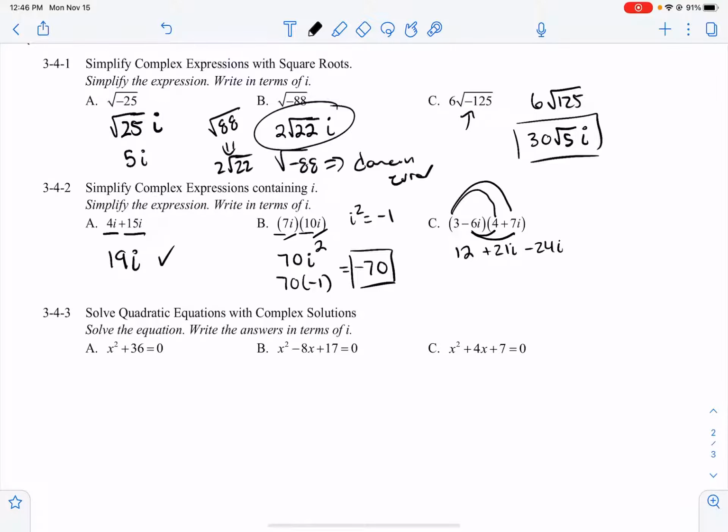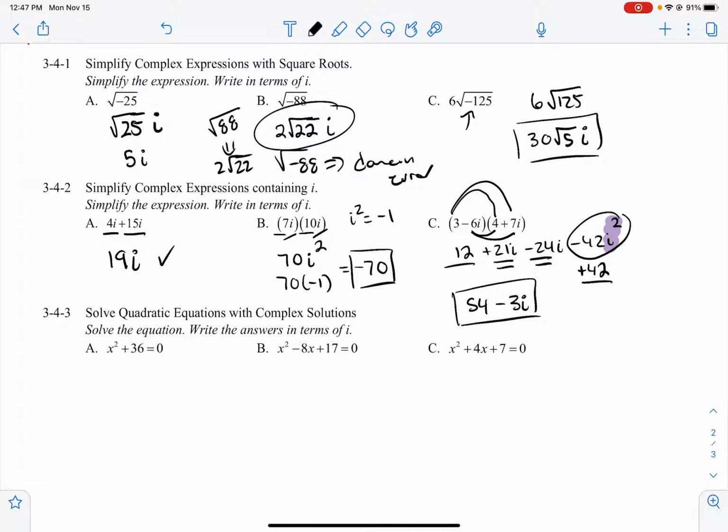And negative 6i times 7i is negative 42i squared. Well, I remember something. i squared is negative 1. So that i squared takes this whole thing right here and turns it into a positive 42. And now I can add that with my 12, and I get 54. And then my 21i and my negative 24i become negative 3i. So my answer simplifies to be another complex number.